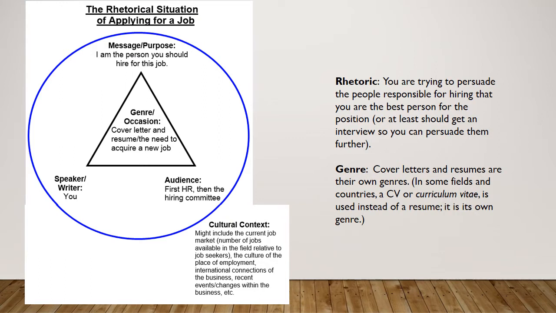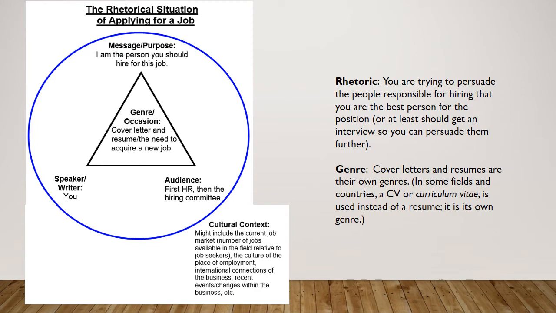So this is a rhetorical situation model of what we're actually working with, applying for a job. And you'll see that each of the areas is now more specific. So in the middle, you have the genre and the occasion. The genres are going to be cover letter and resume. And of course, the occasion is the need to acquire a new job. At the top, your message or purpose for these documents is, I am the person you should hire for this job. Or you might take a step back and think, I am one of the people that you should invite in for an interview, because that's really what your written documents are asking for.